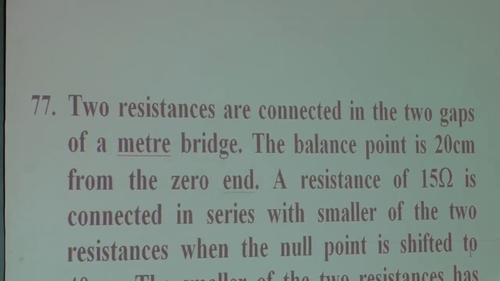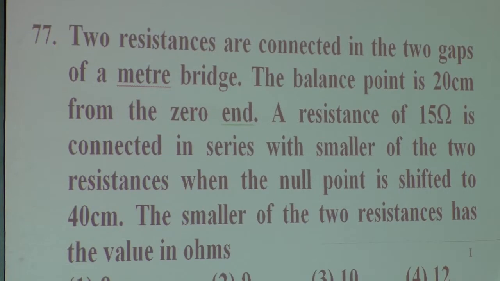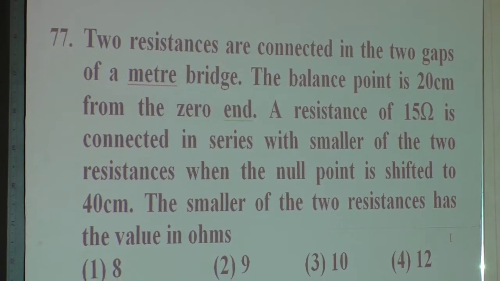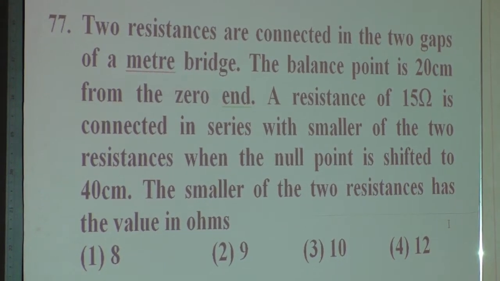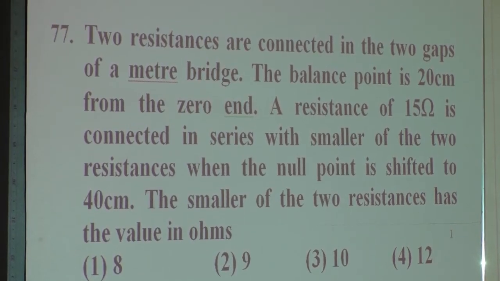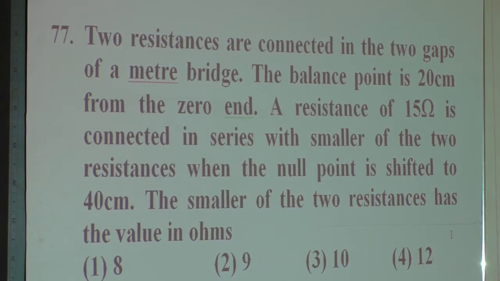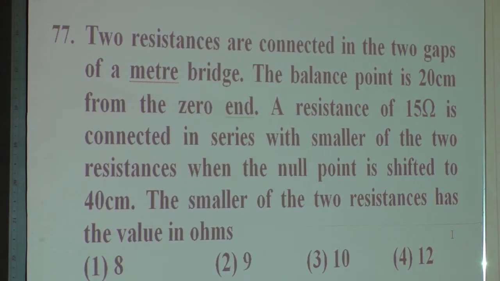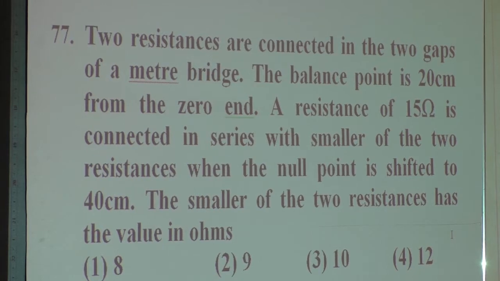2 resistances are connected in the 2 gaps of a meter bridge. The balance point is 20 centimeter from 0 end, that means the left end. A resistance of 15 ohm is connected in series with the smaller of the 2 resistances. So there is one more challenge: you have to find out which is the smaller resistance. When the null point is shifted to 40 centimeters, the smaller of the 2 resistances has the value in ohms, right?